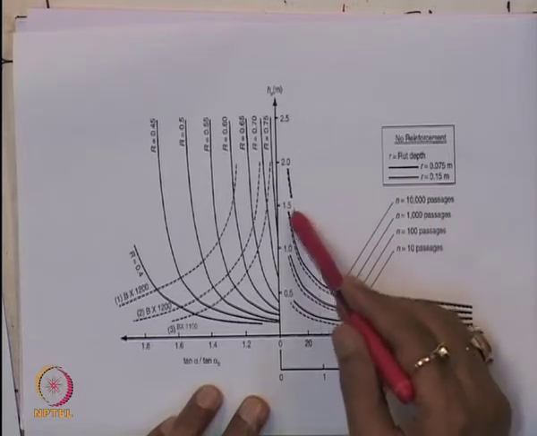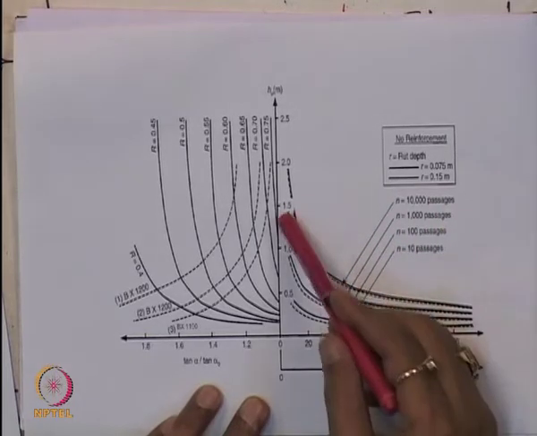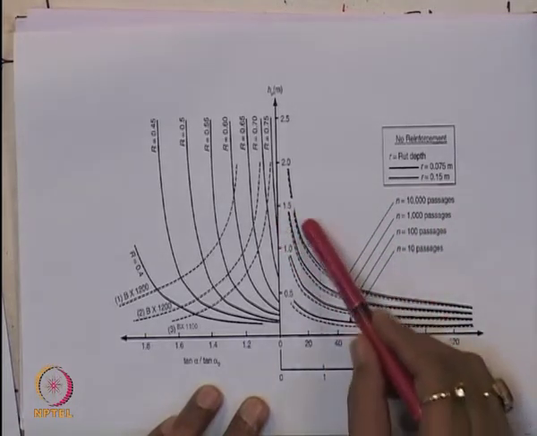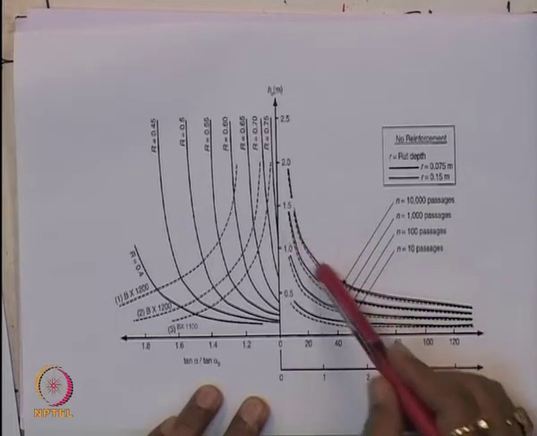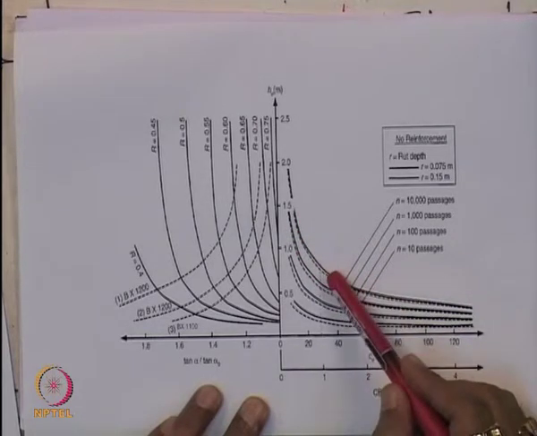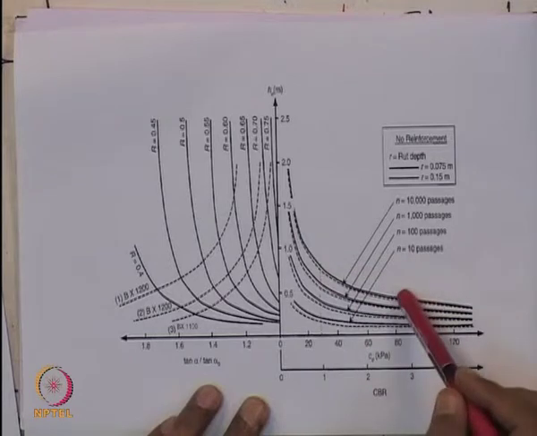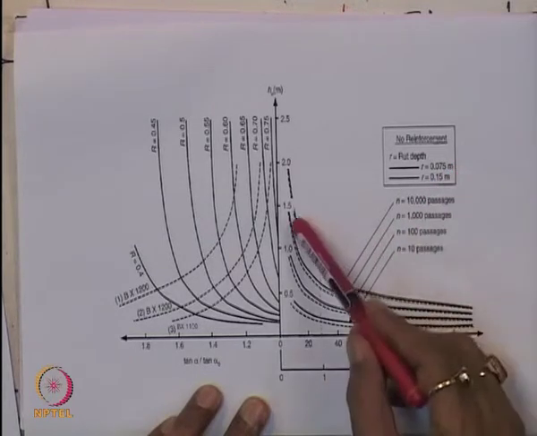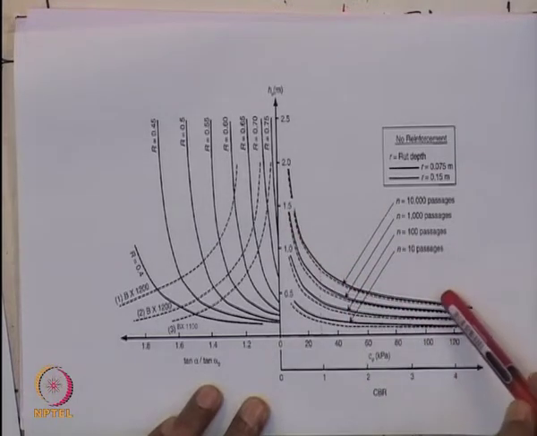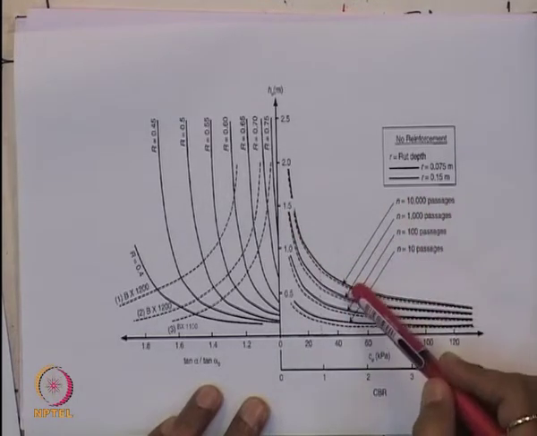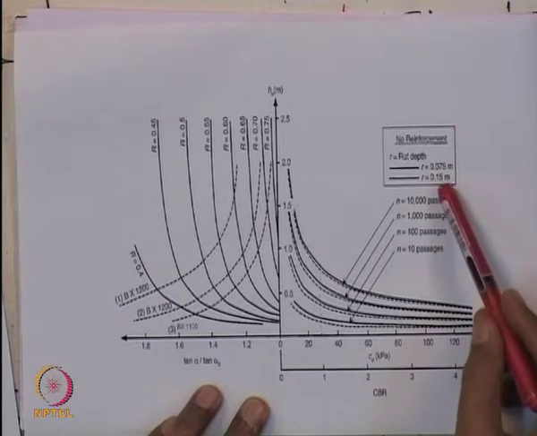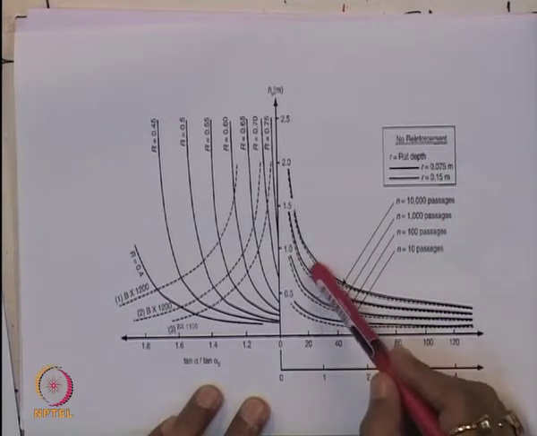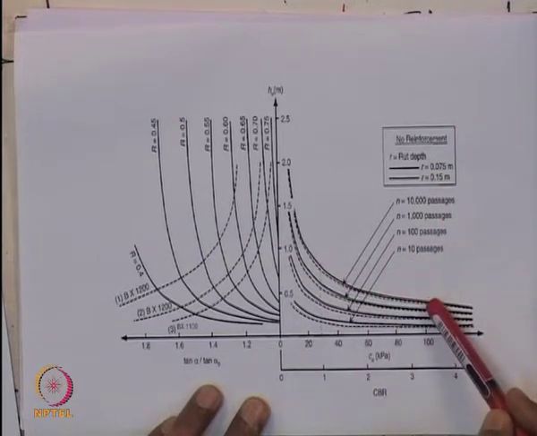And you can see that one is a solid line and another is the dotted line. The solid line indicates the rut depth, designated as R. If the rut depth is 0.075 meter, then you can use this solid line. And if the rut depth is 0.15 meter, then you can use the dotted line.